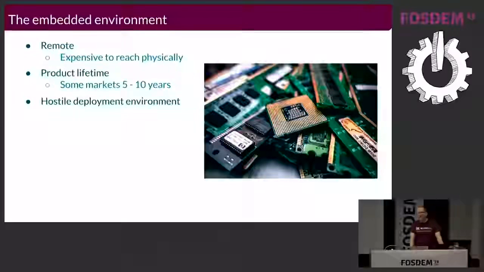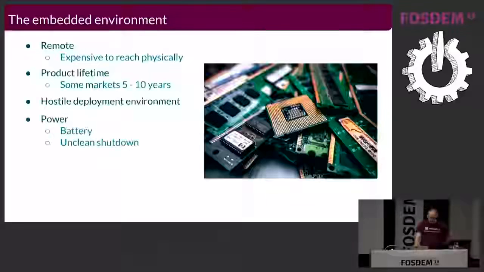Product lifetimes vary widely in the embedded space. Some markets are as long as 5 to 10 years. If you're in the automotive space, if you're in the consumer electronics space, it could be 6 to 12 months. So there's quite a variety there. Typically, they're in a very hostile deployment environment, typically outside of your control. Think about the Wi-Fi routers and things that are in your local coffee shop. They're not exactly in a controlled environment.